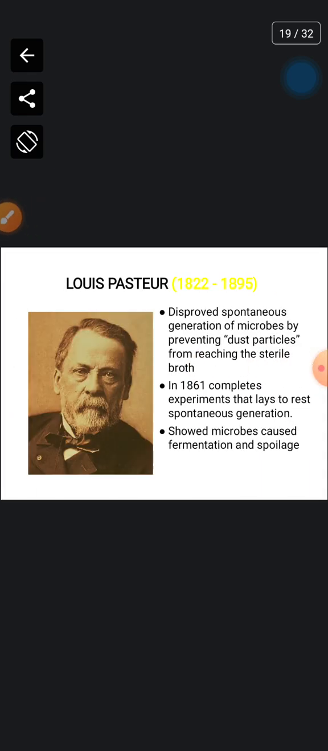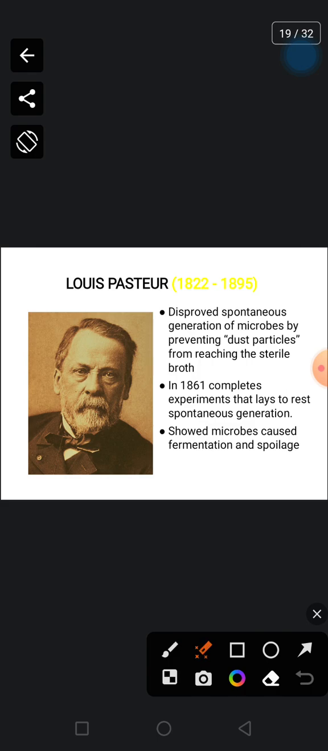The next discovery was made by Louis Pasteur. You know very well that Louis Pasteur has a great role. He disproved spontaneous generation of microbes by preventing particles from reaching the sterilized fluid. In 1861, he completed his experiment to lay spontaneous generation to rest. He showed that microbes cause fermentation and spoilage.